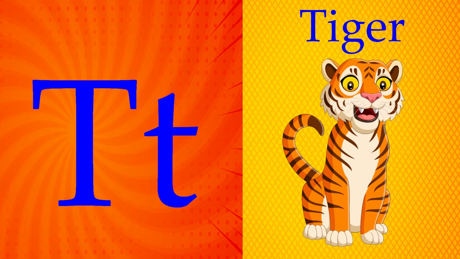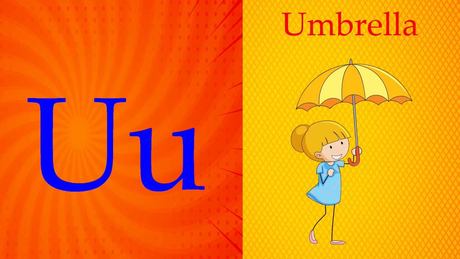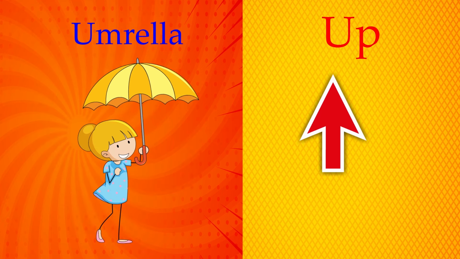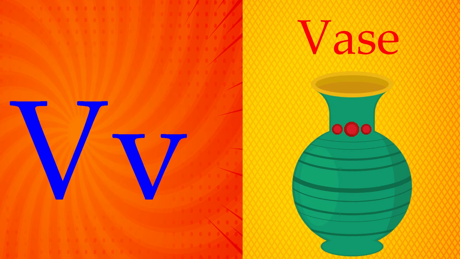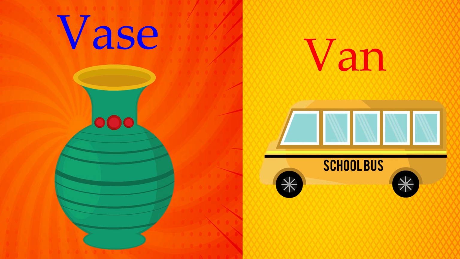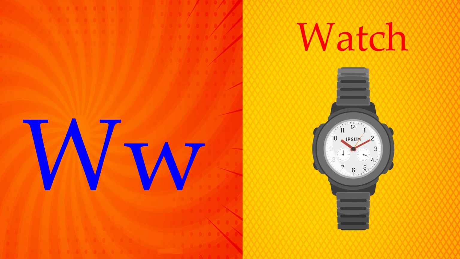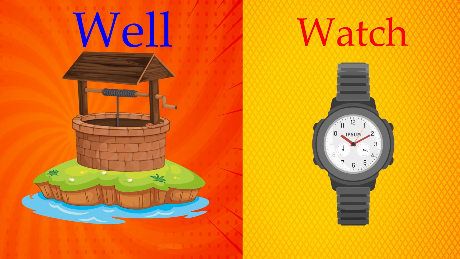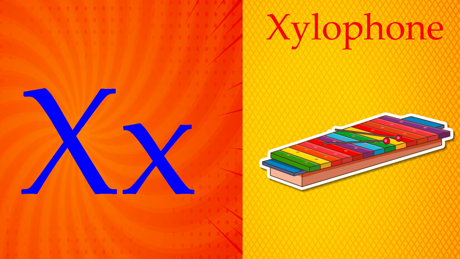T for tiger, T for train, t. U for umbrella, U for up, a. V for vase, V for van, v. W for well, W for watch, w. X for Xmas tree, X for xylophone, z.